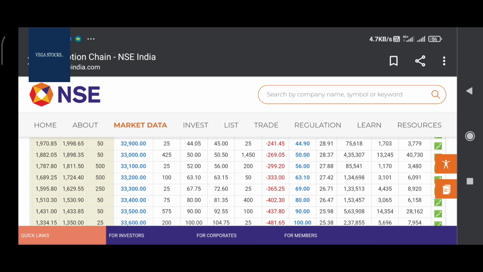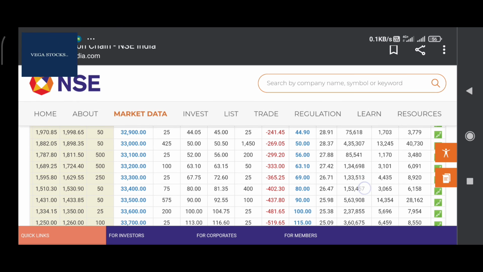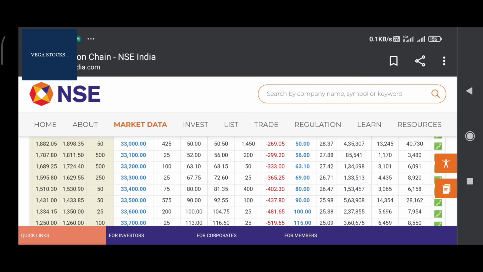Remember, option sellers have limited profit and unlimited loss, and they are mostly bigger players, and option buyers have limited loss but unlimited profit, and mostly option buyers are retail traders like you and me.